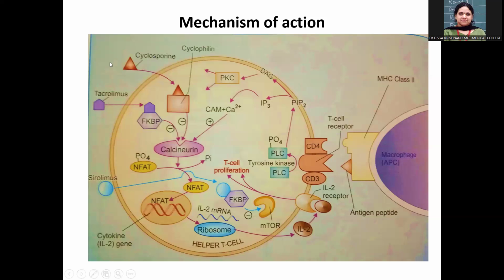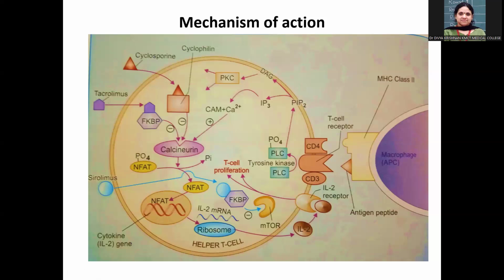Cyclosporin, you can see here, is entering into the target cell. It is binding to cyclophilin. This is the cyclophilin, which is a kind of immunophilin. Now, the cyclosporin-cyclophilin complex will go and inhibit the calcineurin. So once the calcineurin is inhibited, what will happen? There won't be any activation of NFAT. And when there is no activation of NFAT, there won't be any transcription of cytokine genes. And there won't be any production of cytokines like interleukin 2, TNF alpha, etc.